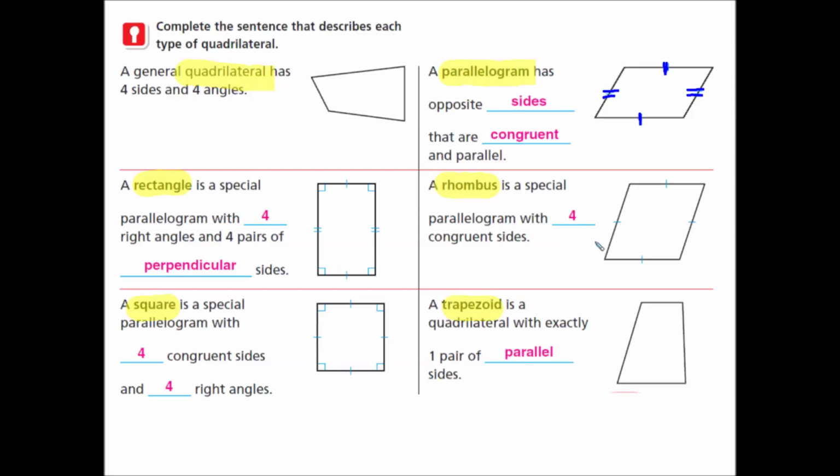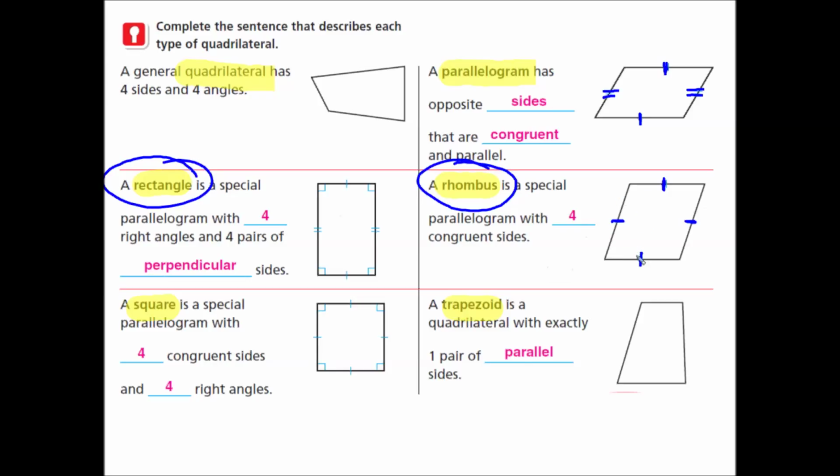Now, a rhombus is a type of parallelogram also, but we don't care about the angles. What we care about is the sides. All four sides are the same. So look at the rectangle versus the rhombus. Both of these are special types of parallelograms. This one has all equal angles, all right angles, and this one has all equal sides. Equal angles, equal sides. Okay?